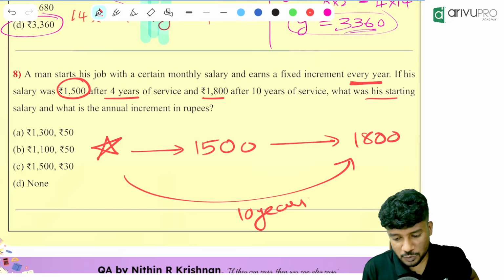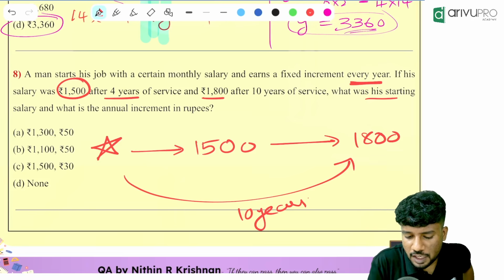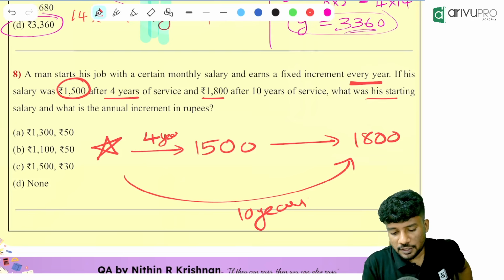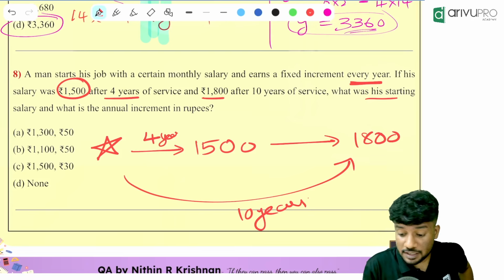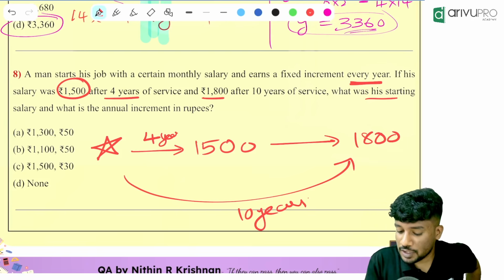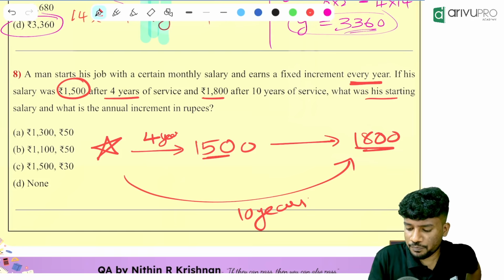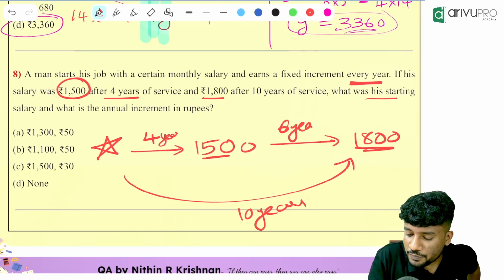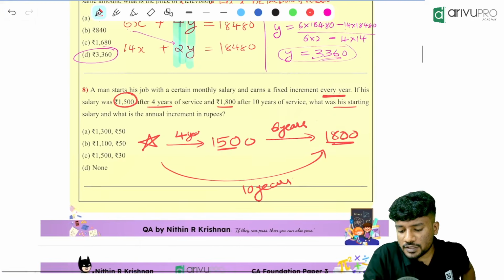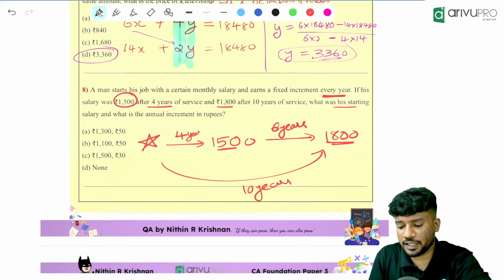One by one, we need to check. Now, the initial salary became 1500 in how many years? 4 years. Then, it also became 1800 in how many years? 10 years. That means 1500 became 1800 in how many years? 6 years. Now, can you tell me how much is the increment he gets every time? 50 rupees you should get.